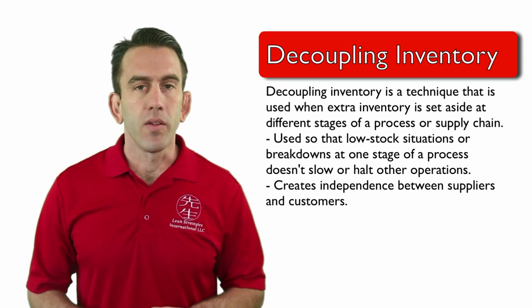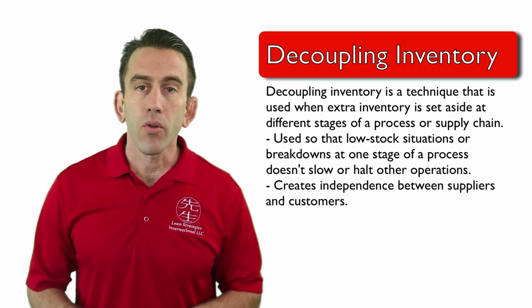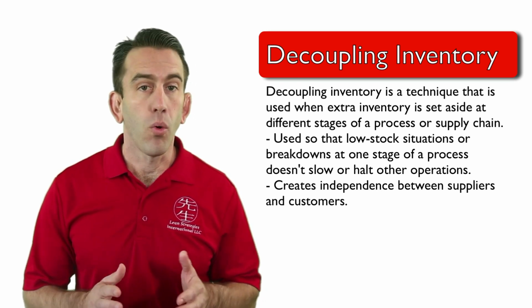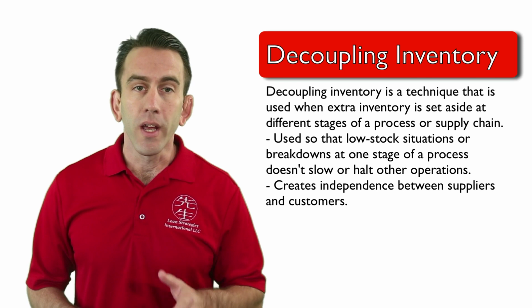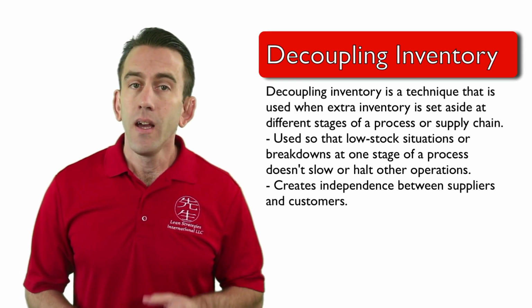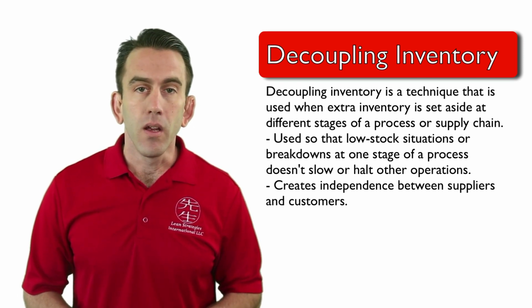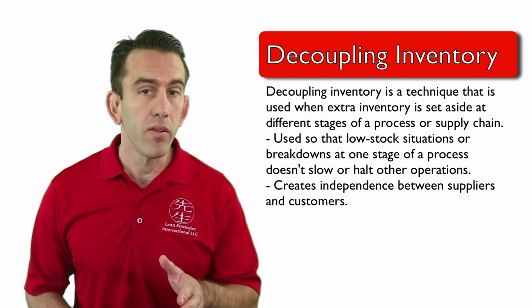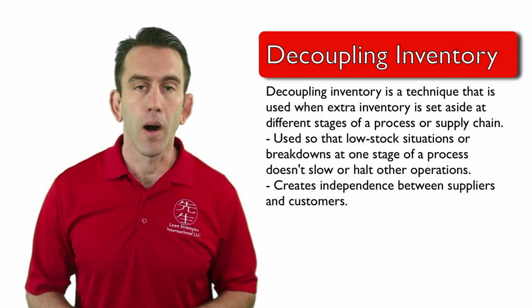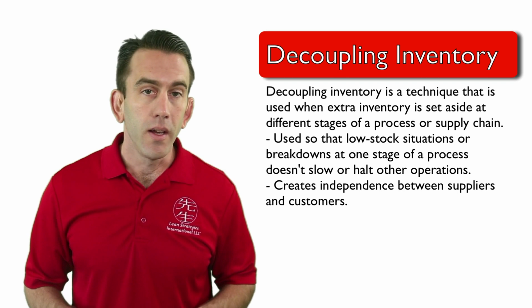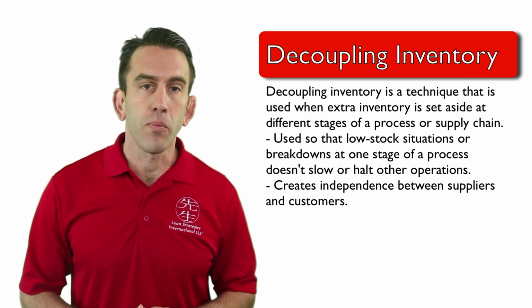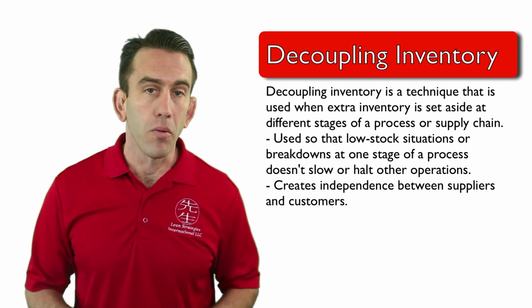Decoupling inventory is a technique that is used when extra inventory is set aside at different stages of a process or supply chain. While holding inventory can be costly, this technique is frequently used so that low stock situations or breakdowns at one stage of a process don't slow or halt other operations. Essentially, decoupling is a technique used to create independence between suppliers and customers.